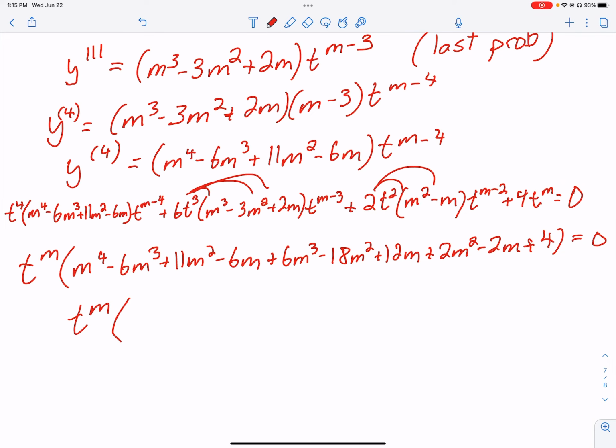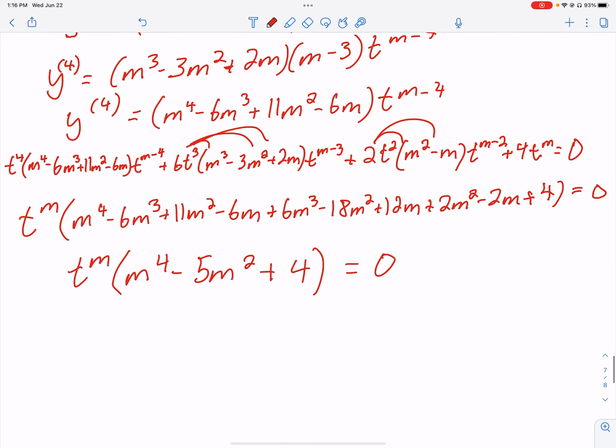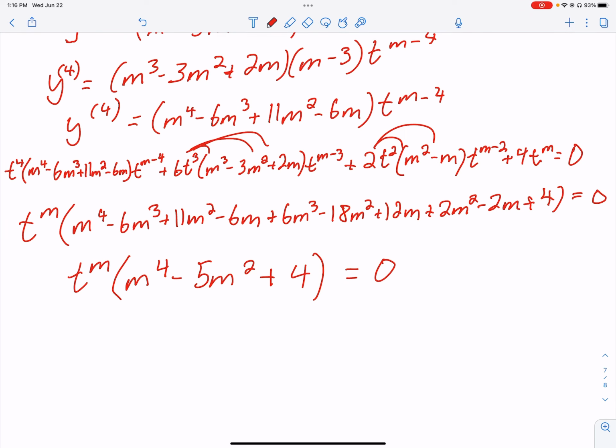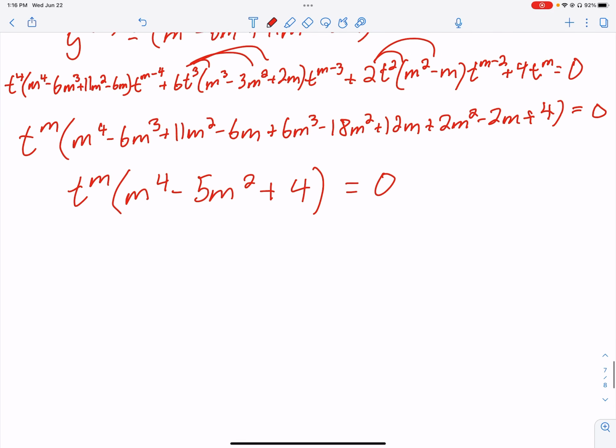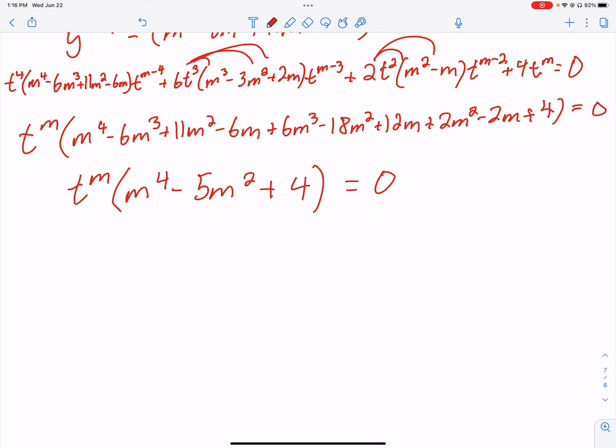All right, I'm going to combine all these. Make sure you can match this. This is m to the fourth minus 5m squared plus 4 equals 0. All right, it's just a whole lot of algebra. Just be very careful. Unfortunately, this is where we're headed with a lot of these DEs. It's going to be coming next week after this set of lessons.